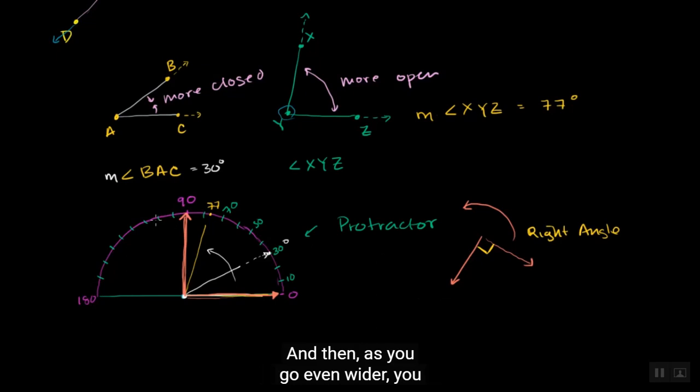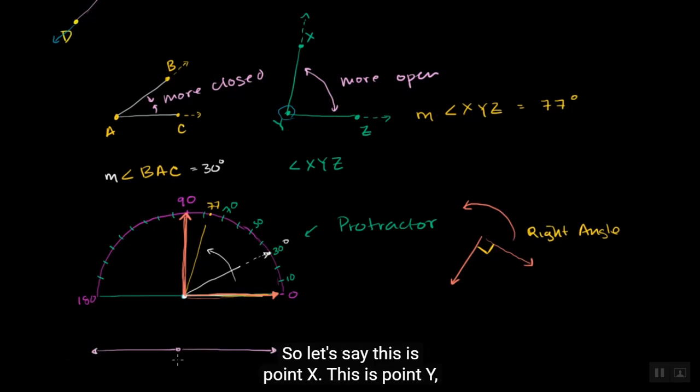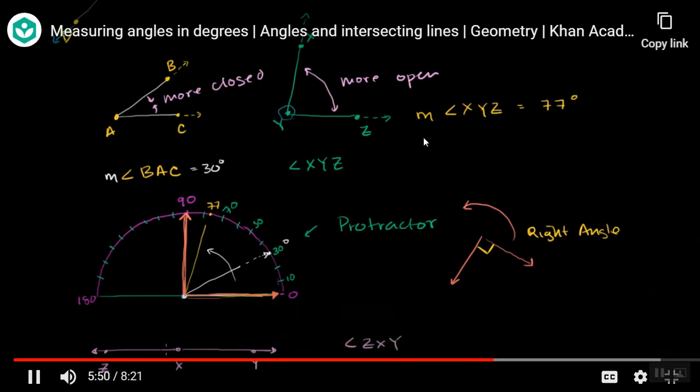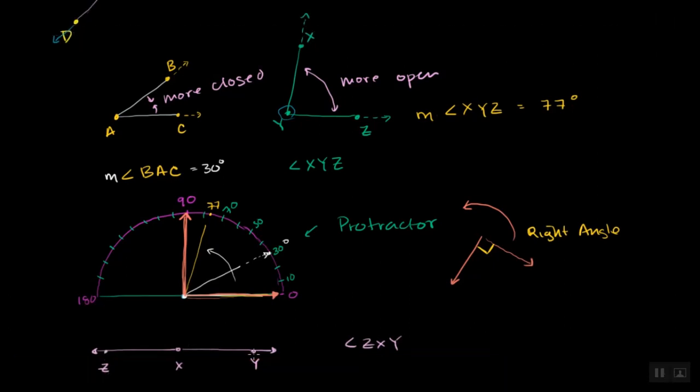And then as you go even wider, you get wider and wider until you get all the way to an angle that looks like this. So you can imagine an angle where the two rays in that angle form a line. The two rays, so let's say this is point X, this is point Y, and this is point Z. You could call this angle ZXY, but it's really so open that it's formed an actual line here. Z, X, and Y are collinear. And what we have right over here, this is a 180-degree angle. Or we should say the measure of angle ZXY is 180 degrees.